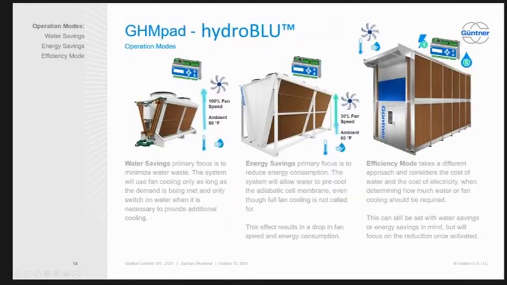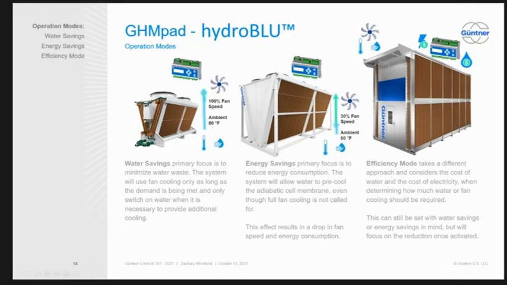We have a few different modes of operation on this: a water savings mode, an energy savings mode, and an efficiency mode. Water savings is used primarily where water's scarce and expensive. A lot of the Southwest will definitely use water savings. Around the Great Lakes, where water's cheaper, they'll prioritize the fans and use more water, and then you can do efficiency mode.